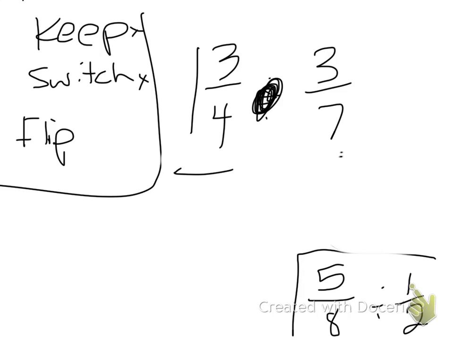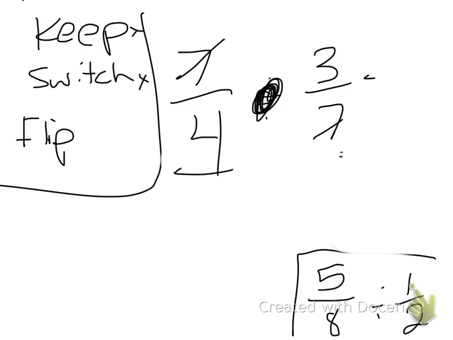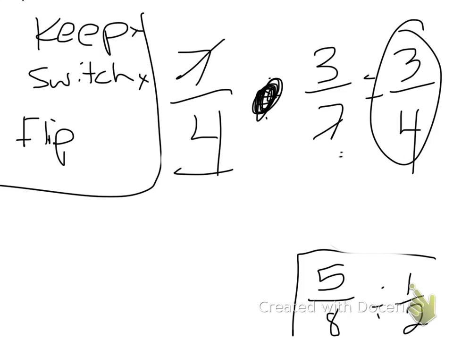So it's a multiplication problem. Now, remember, for this multiplication problem, we're also going to have to change this one. So 1 3/4 becomes 7/4. And then we can cross out these 7s, and our answer is going to be 3/4.